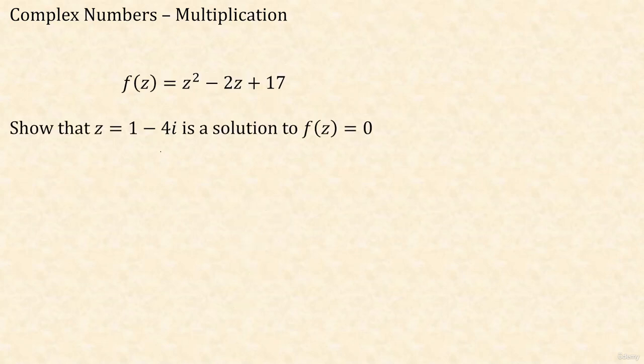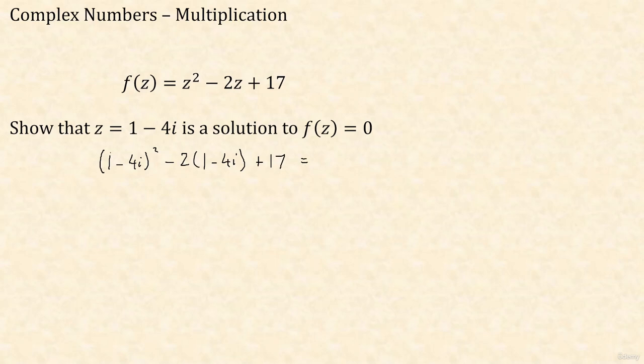Okay, one more little example. f of z, so we've got a function here, is z squared minus 2z plus 17. So it's just a quadratic, and I need to show that z equals 1 minus 4i is a solution to f of z equals 0. So I'm going to sub in 1 minus 4i into this and see if I get 0. So (1 minus 4i) squared minus 2 times (1 minus 4i) plus 17. And I'm exploring what this is.